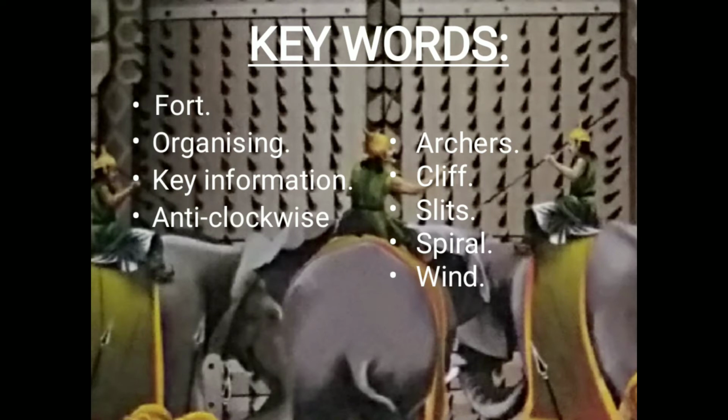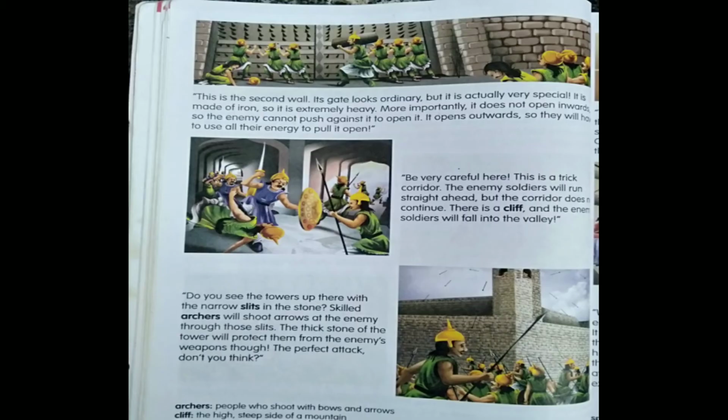The archer's cliff, slit, spiral, vine, these are all things which you have learnt in your previous class. I want you to give answer for these keywords. So children, you can pause the video here and send a voice note to answer these keywords, which we have learnt in our previous class. Let's start reading. So listen to me carefully, everyone.